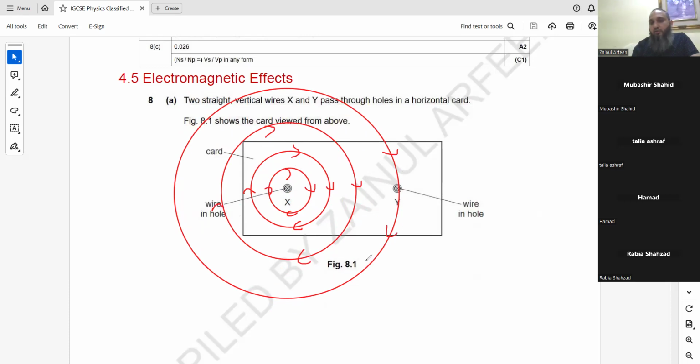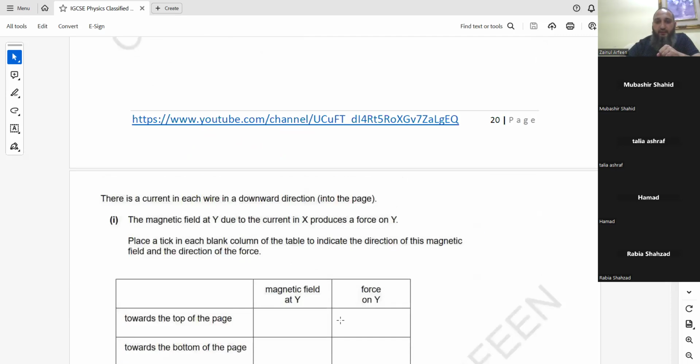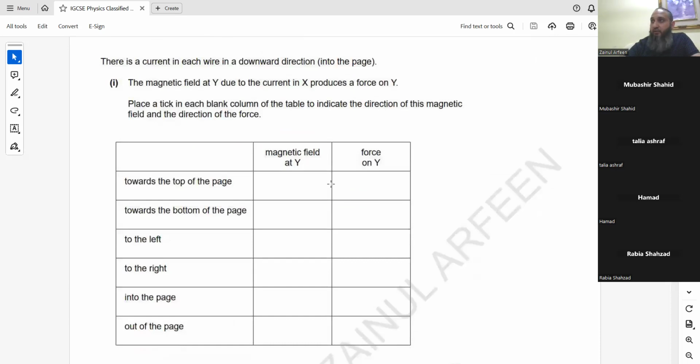Now, what is the direction of the magnetic field of X on Y? Which direction is it pointing? Downward. So the magnetic field is acting downward. So you will mention that, because the question was place a tick, the magnetic field at Y. So the magnetic field at Y is due to X. And what is the direction? It is towards the bottom of the page.